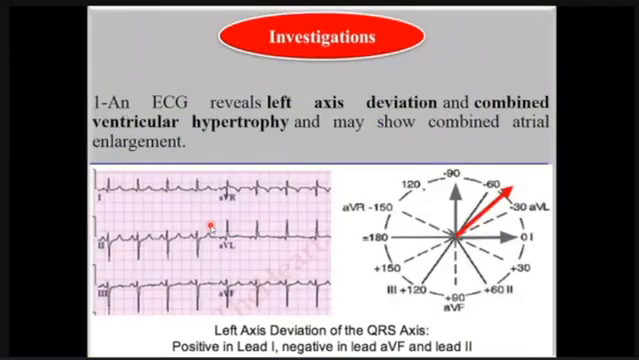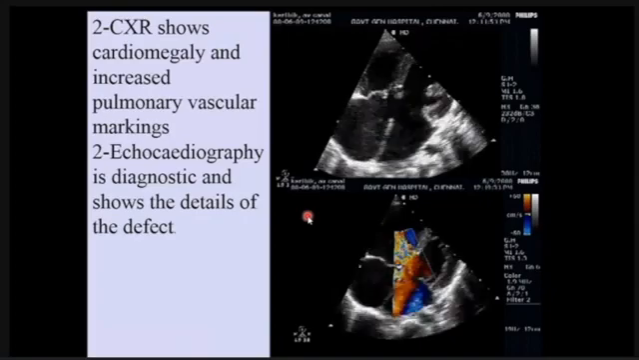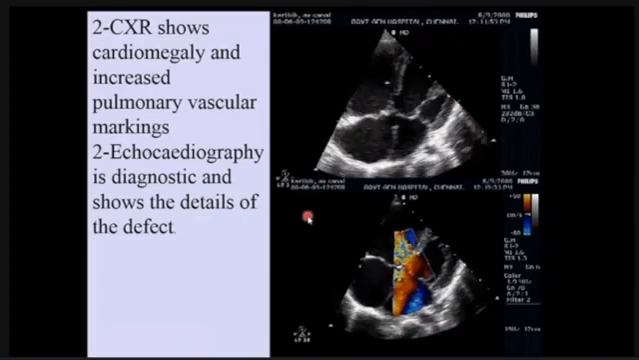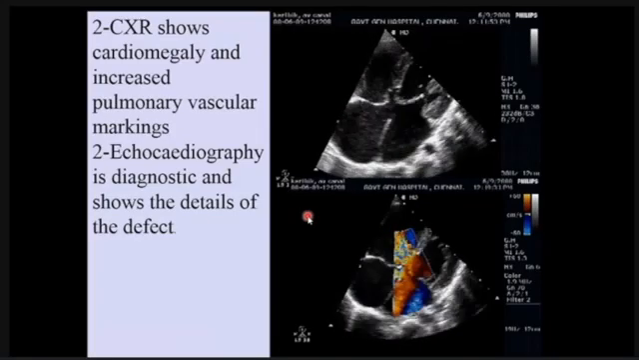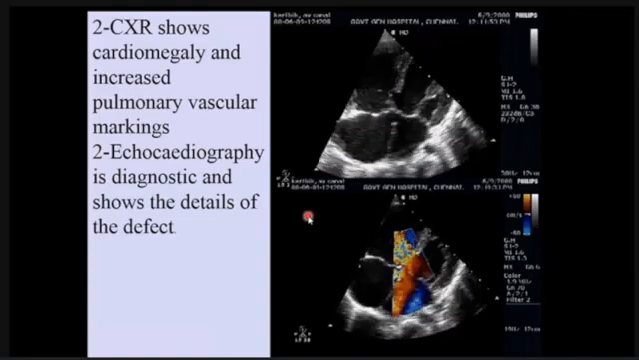By investigations, the ECG of the patient may show left axis deviation, ventricular hypertrophy, and biatrial enlargement. By now you know what is left axis deviation and ventricular hypertrophy, because I discussed it in the last lecture. By chest X-ray, there might be cardiomegaly and increased pulmonary vascular markings, the same as with ASD and VSD.